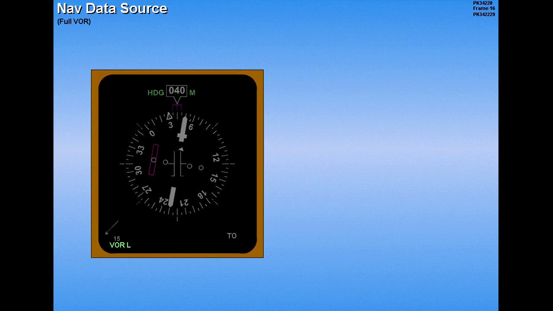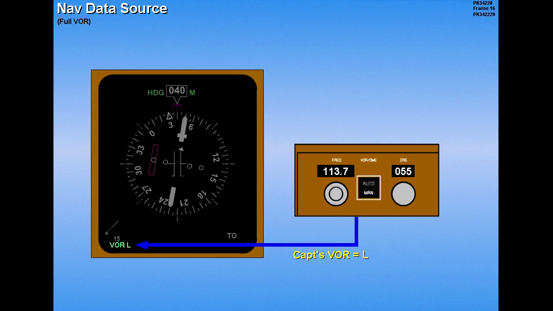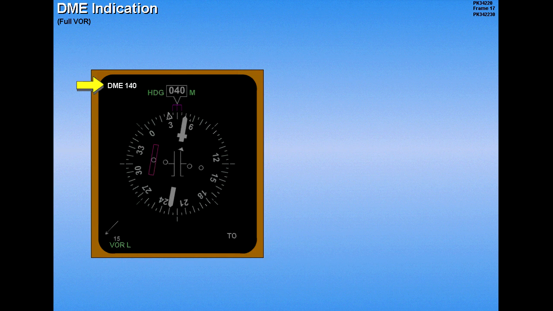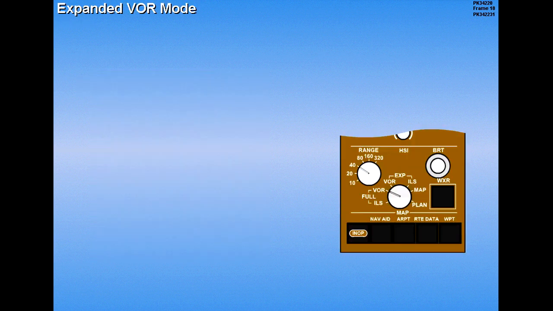With a VOR mode selected, the captain receives data from the left VOR and the first officer receives data from the right. The DME to the VOR source is displayed in the upper left corner. Now click on the mode selector to select the expanded VOR mode.